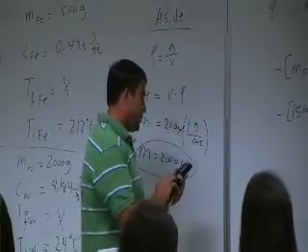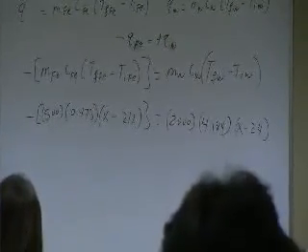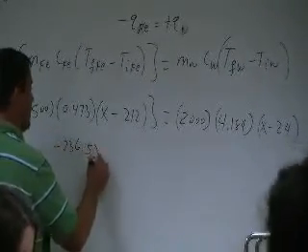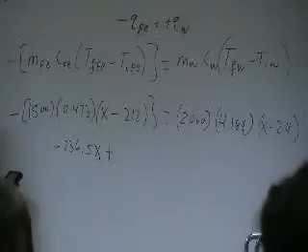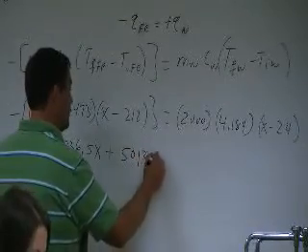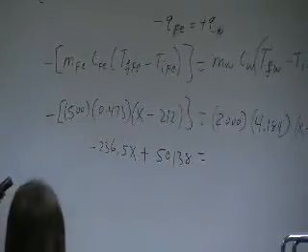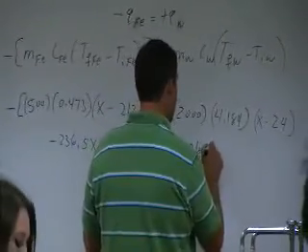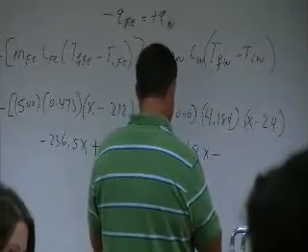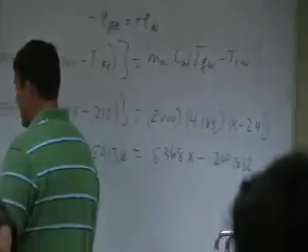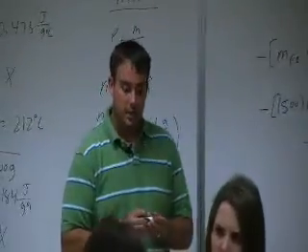Doing the algebra, we're going to get 500 times 0.473. All right, so that's going to be negative 236.5x plus 50,138 equals 8368x minus 200,832. So now what have I done, just to recap?